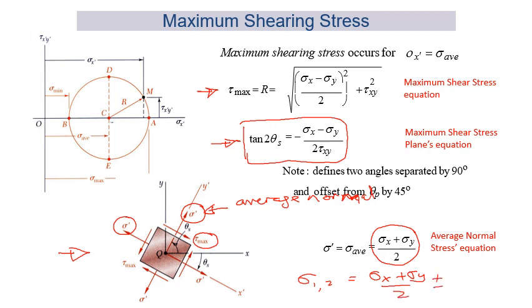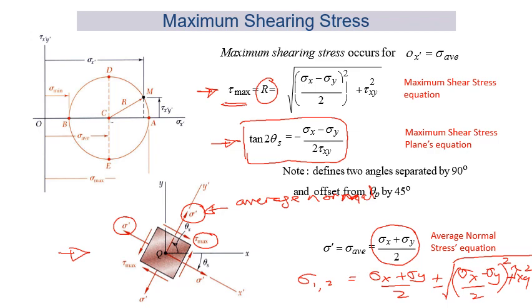Plus minus, right? Because the square root has two values. Plus minus the square root of sigma x minus sigma y over 2, squared, plus tau xy squared. So you have a square root of this, which is equal to r. So it's equal to sigma average plus or minus the radius, r. Now, r here is the radius of a circle. So in other words, it is tau max.